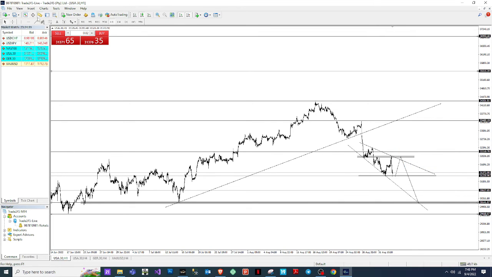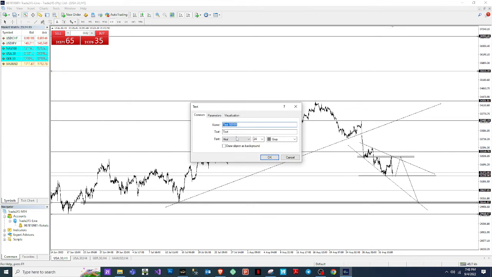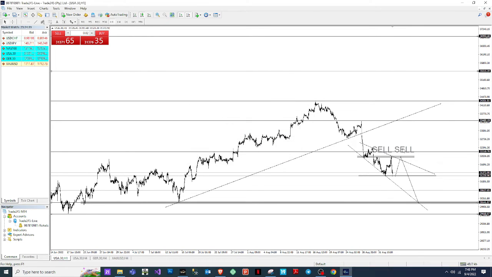Let me just delete this and add it nicely. Don't buy from there, guys, because it will kill you. Sell, let me put sell. Sell here. Yeah, sell from this zone, and then buy from that zone.